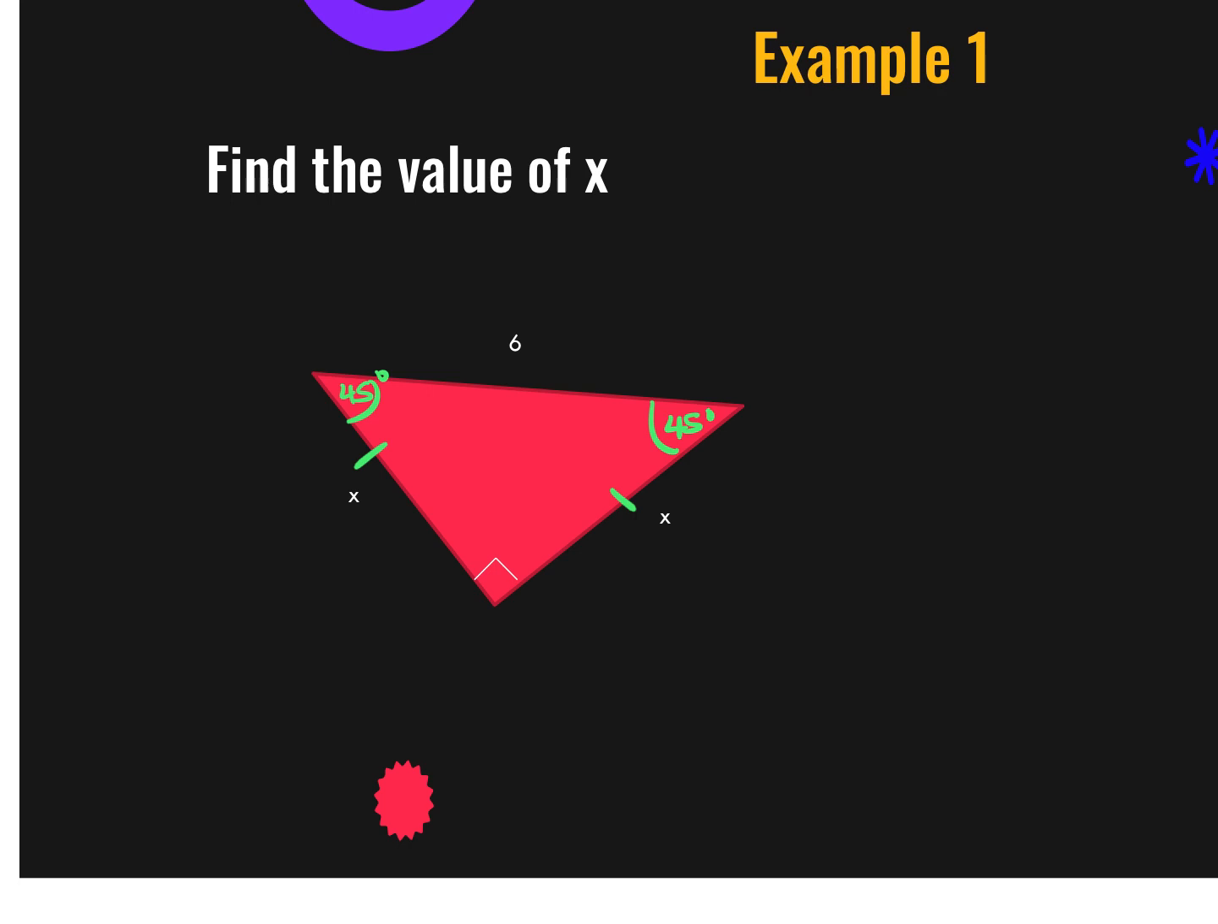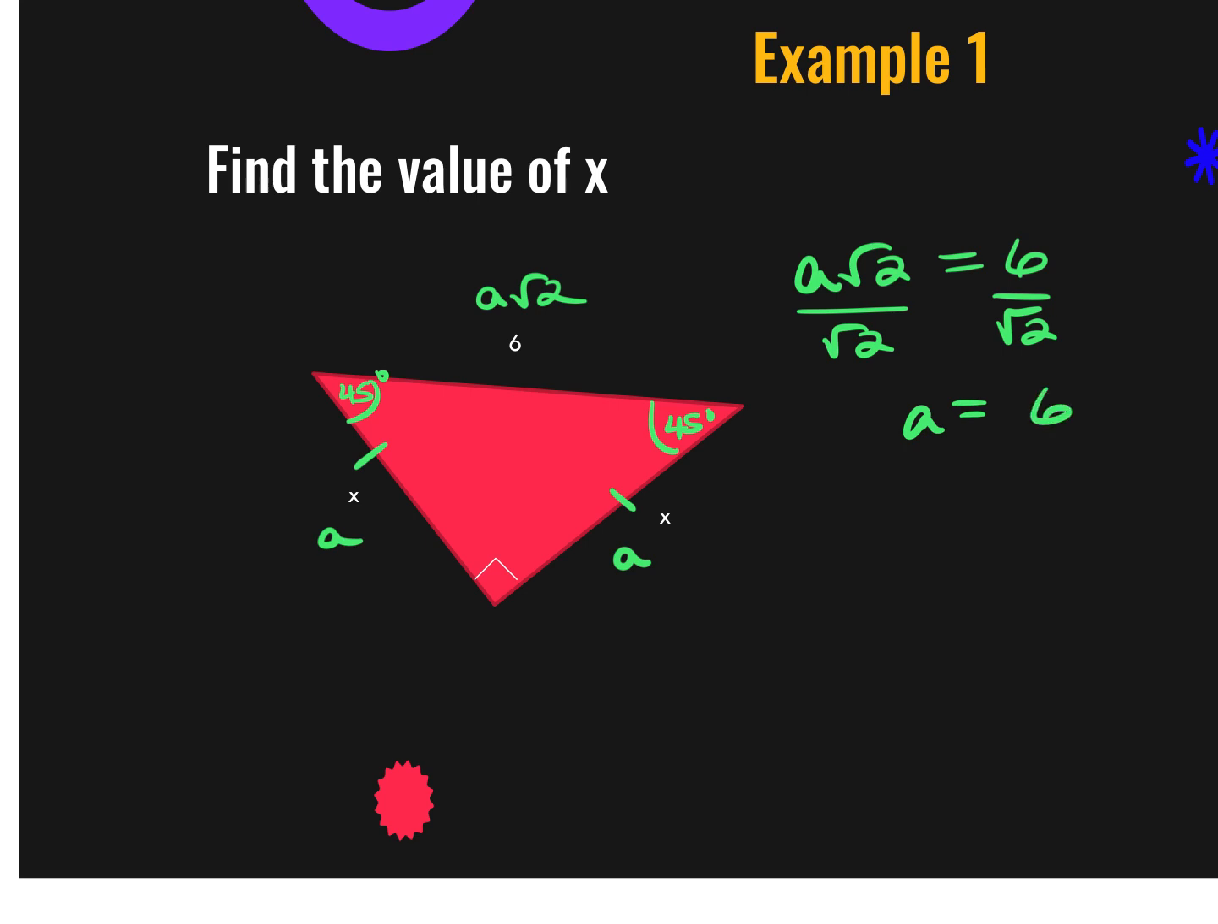So if you want to use the letters I used before, this x is really our A and our A, and then our hypotenuse is supposed to be A times the square root of 2. So what I'm going to be doing is solving A square root 2 equals 6. This is where rationalizing is going to come in. In order to solve for A, I have to divide both sides by the square root of 2. A is equal to 6 divided by the square root of 2.